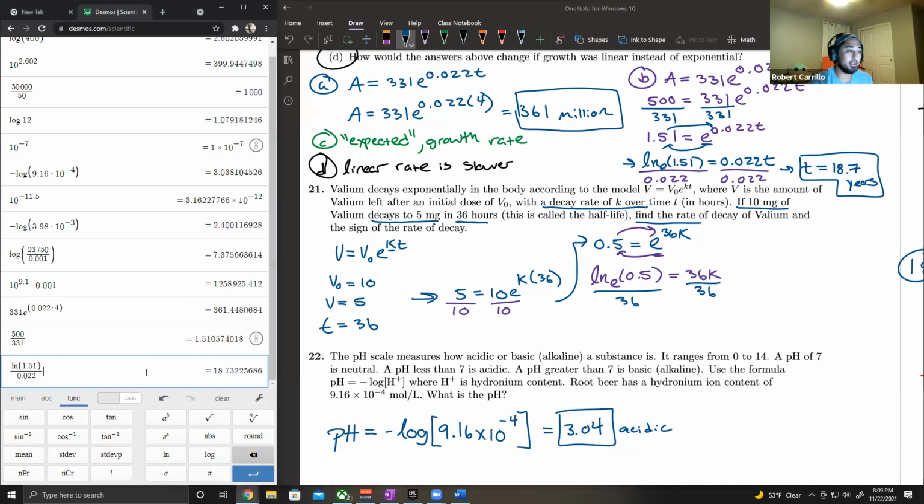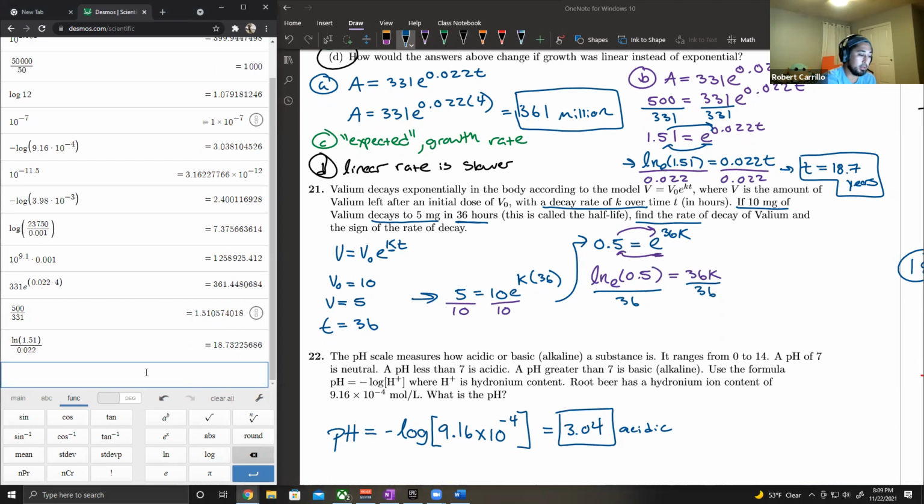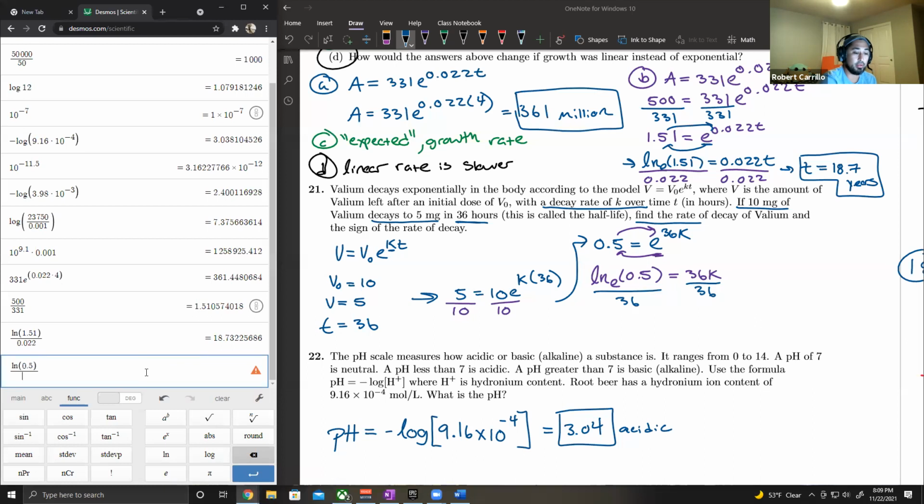And when I type this in, remember you just type natural log. So natural log of 0.5 over 36. And we get that k is equal to negative 0. And let's go to 3 decimal places, negative 0.019. So there's k.